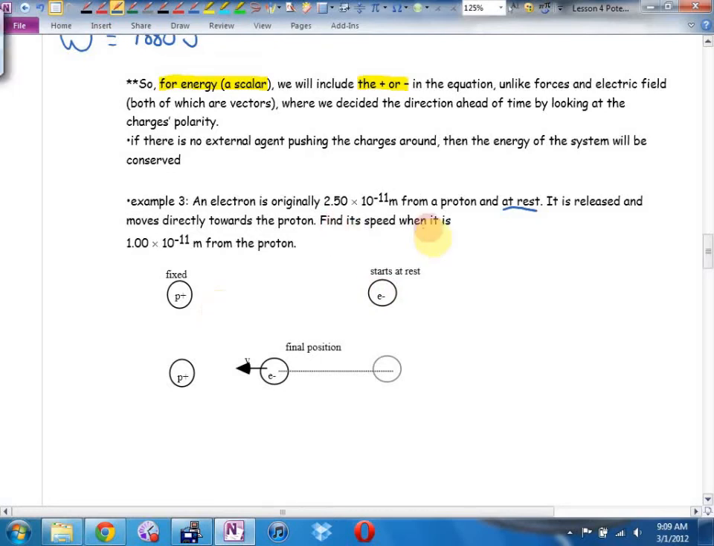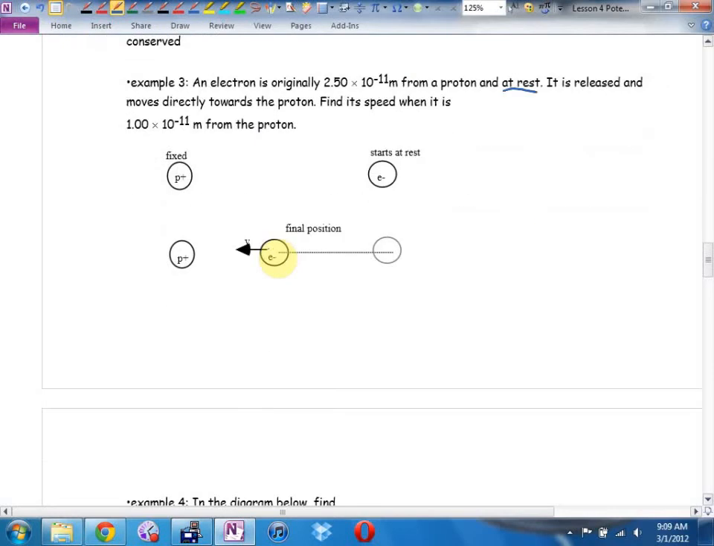Says find its speed when it's that far from the proton. Is there a change in height here? Yeah. Is there a change in speed here? Yeah. Did they say how much work? Say no. This is a job for conservation of energy. Kinetic energy initial plus potential energy initial equals kinetic energy final plus potential energy final.